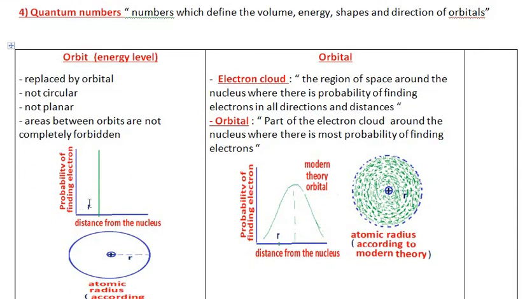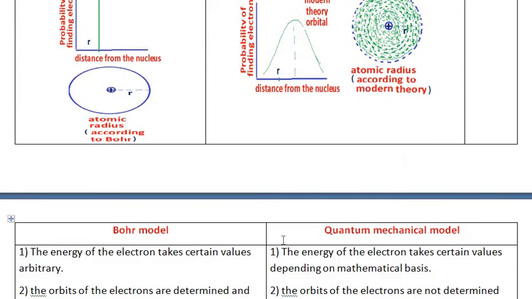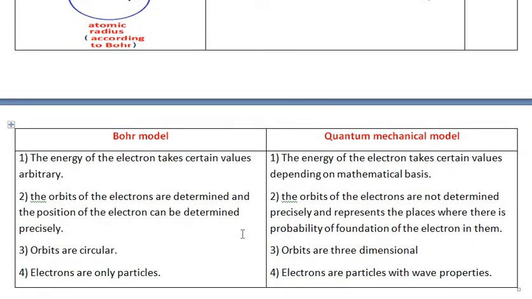So this graph represents the difference between them. Here, the orbit is a certain place at which the electron is present. This is the energy level concept in the past. But here in the modern atomic theory, the electron is not present surely at a certain place, but it is found as a probability in the form of an electron cloud. This graph represents the difference between the two concepts or the three theories.